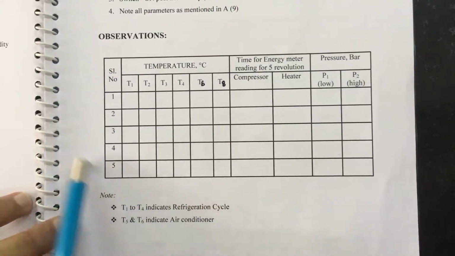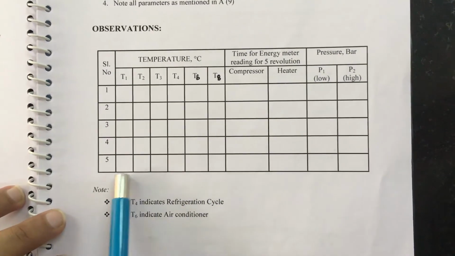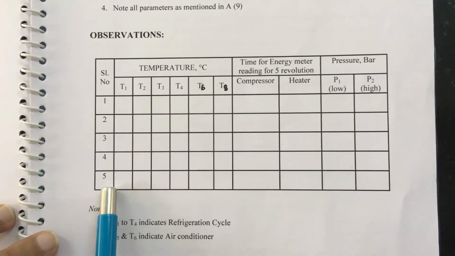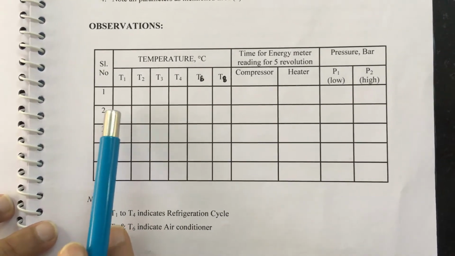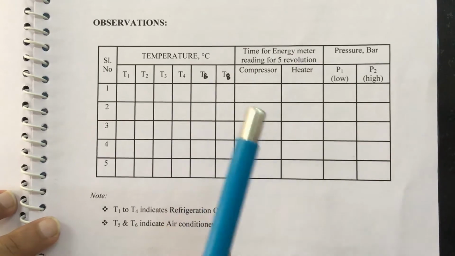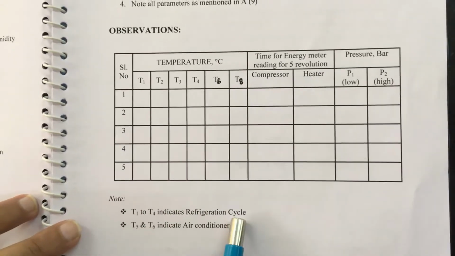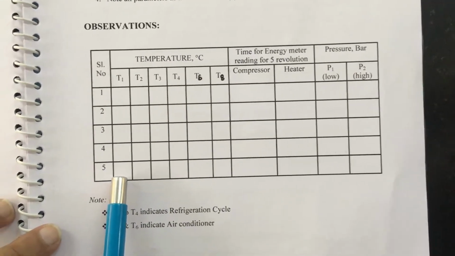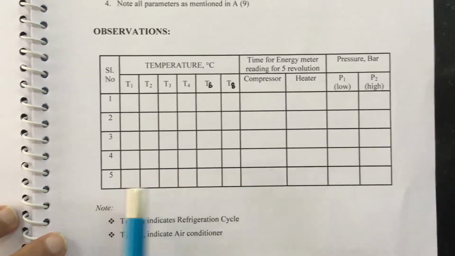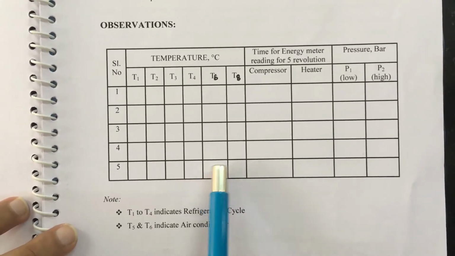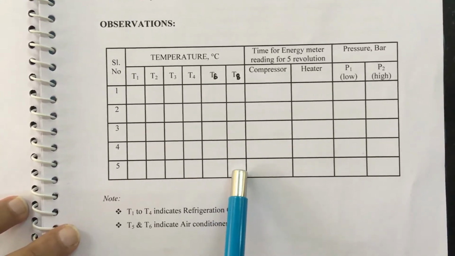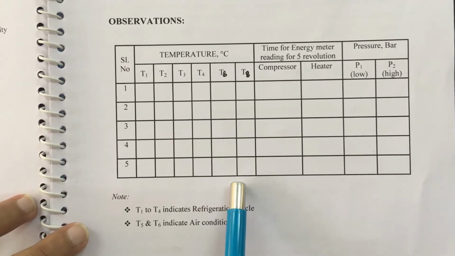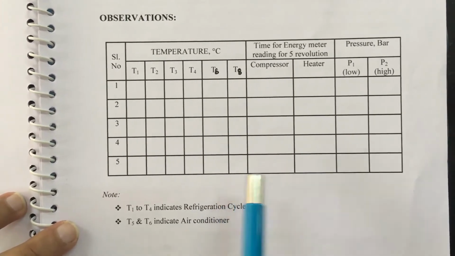So the observation, where we will observe certain data of the physical components. That data are like T1, T2, T3, T4, T6 and T8. T1 to T4 represent the refrigeration cycle temperatures between the respective components. And T6 and T8 are the inlet temperature and outlet temperature of the air. That is the objective of our air conditioning system, to reduce the temperature, thereby changing the thermodynamic process.